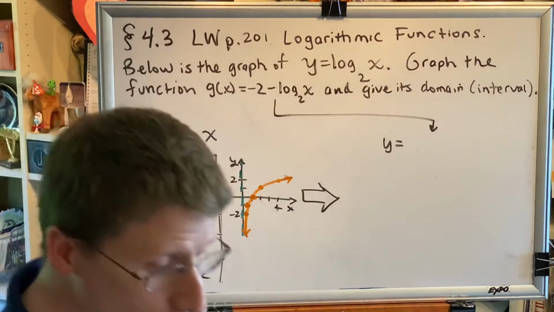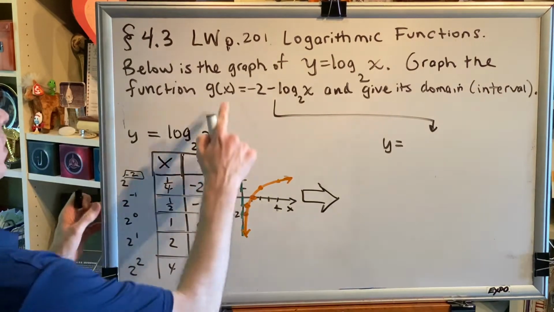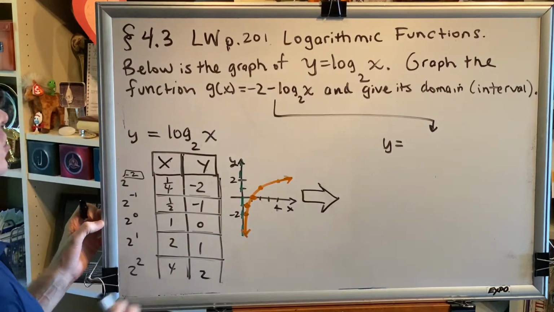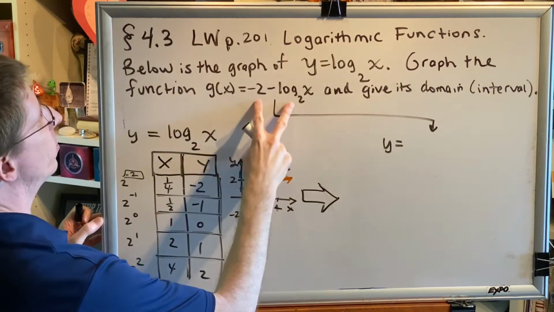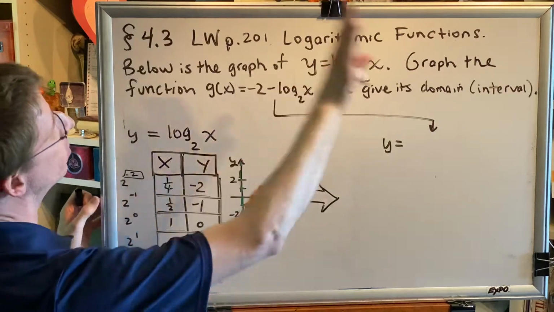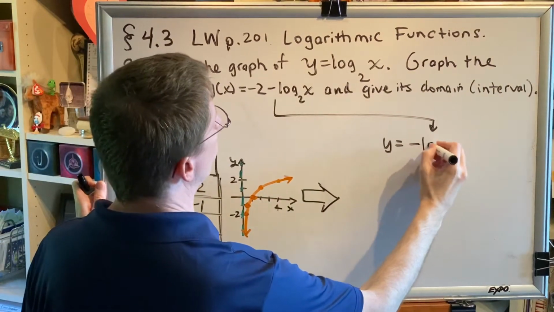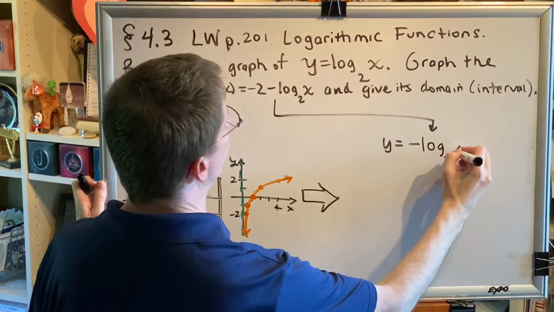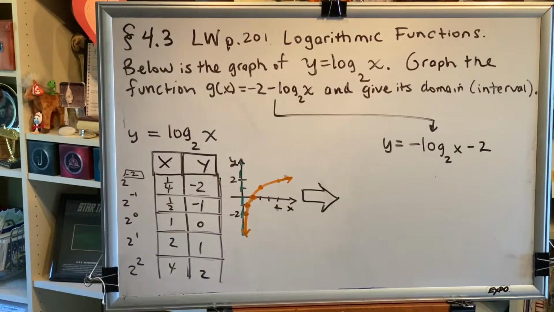interval notation. Okay, so the first thing that I recommend that you do with a problem like this is rewrite the equation that was given to you. Instead of g of x equals, write y equals. And in this particular instance, notice that the subtract 2 is to the left of the log when we really think it should be to the right of the log instead. And so we're going to rewrite this as negative log base 2 of x subtract 2. Okay, great. So with those two things in place, now we can go ahead and move through solving this problem.